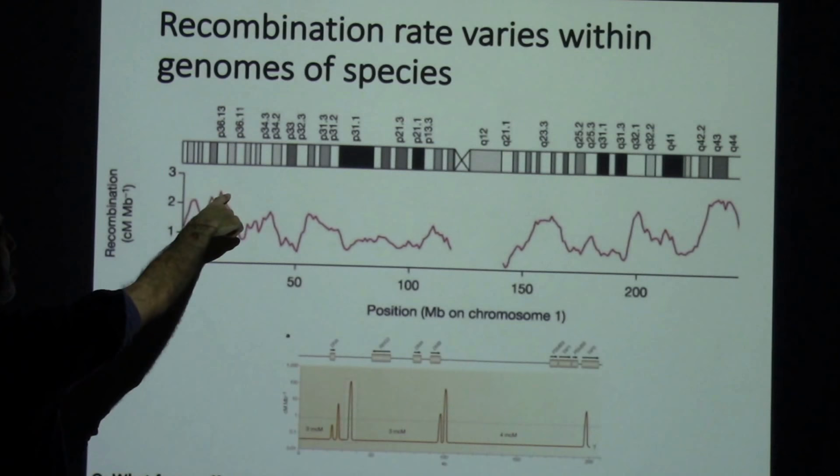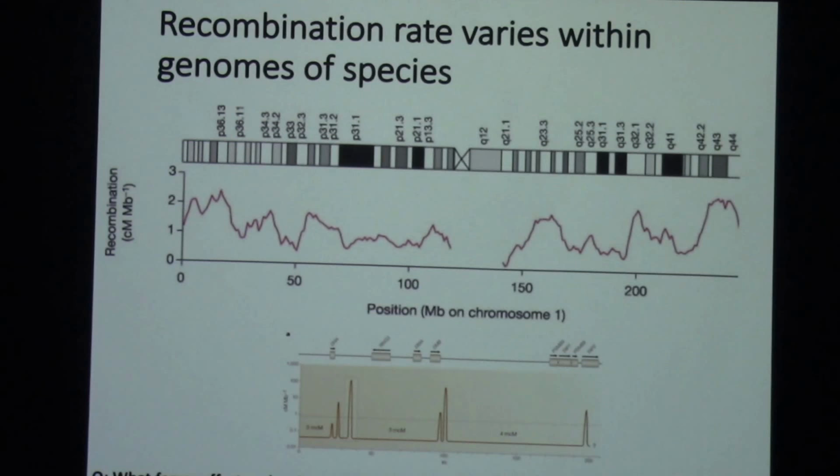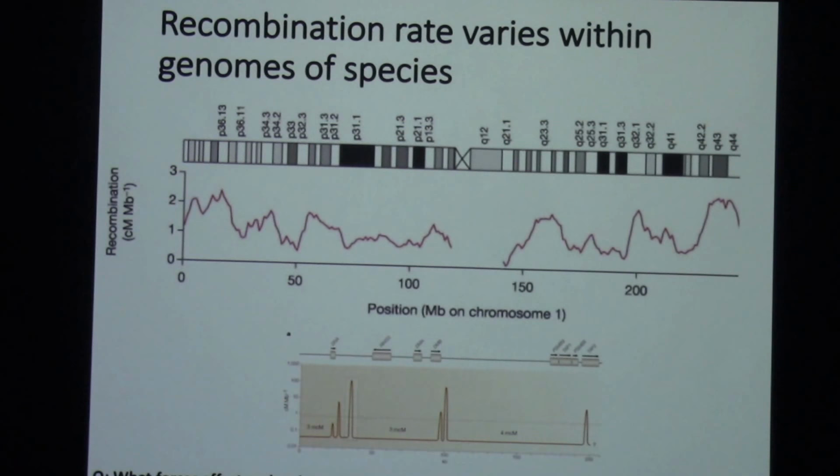If you just look within humans, for example, recombination rate varies quite a bit across the genome. This is shown in chromosome 1 of humans. And you see there's areas where recombination rate is high, there's areas where recombination rate is very low. So this is looking just on a coarse scale across the whole chromosome. Even on a much finer scale, many of you have heard of these recombinational hotspots, very well observed in mammals and yeast. There's little spots where recombination is very heavily localized.